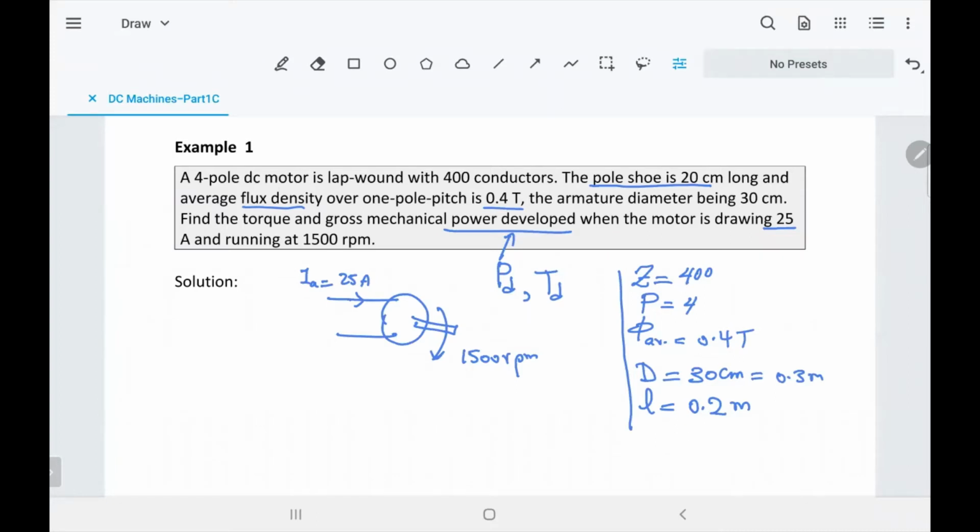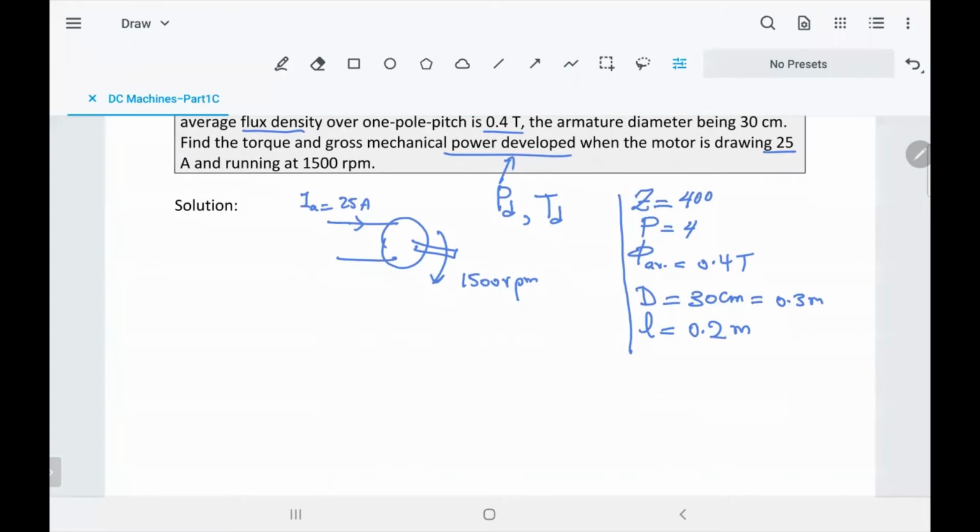That's the problem. Let's see, it's a very simple one. Let's think about how to find the torque. We should know the relation between the torque and the power. What's the relationship between power and torque? That's physics from a long time ago. Anybody? It's not specific to DC machines, it's general. Torque is force times distance. That's right, that's the torque.